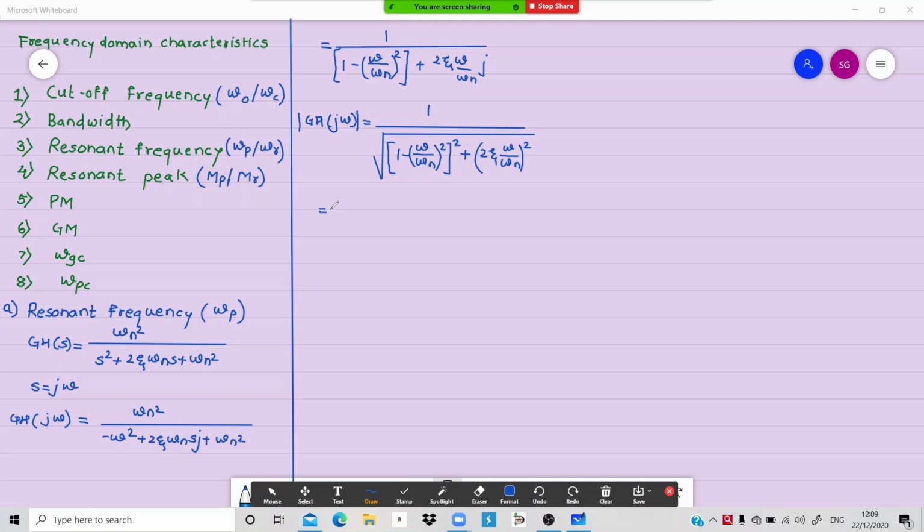So the same thing I can write it as, I'll take it in the numerator, so it will be easy for us to take the derivative. Now why I am taking the derivative, you'll understand, we'll see, right? So I'll write 1 minus omega upon omega n, bracket square, plus 2 zeta omega upon omega n, bracket square, and the whole thing raised to minus half, because in the numerator minus 1 and root's sign is minus half.